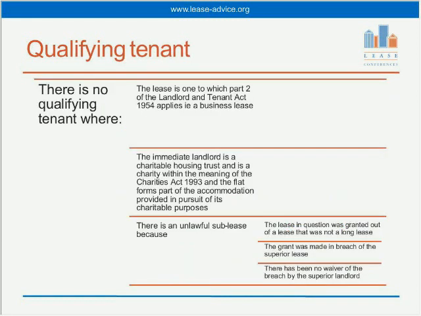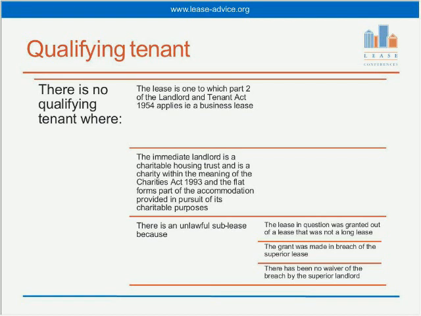Now, there's no qualifying tenant where it's a business lease as defined under Part 2 of the Landlord and Tenant Act 1954. Another instance is where the immediate landlord is a charitable housing trust, being a charity within the meaning of the Charities Act 1993, and the flat forms part of the accommodation provided in pursuit of its charitable purposes. So if it's a long lease, held for investment purposes by the charity, it may not fall within the exemption.